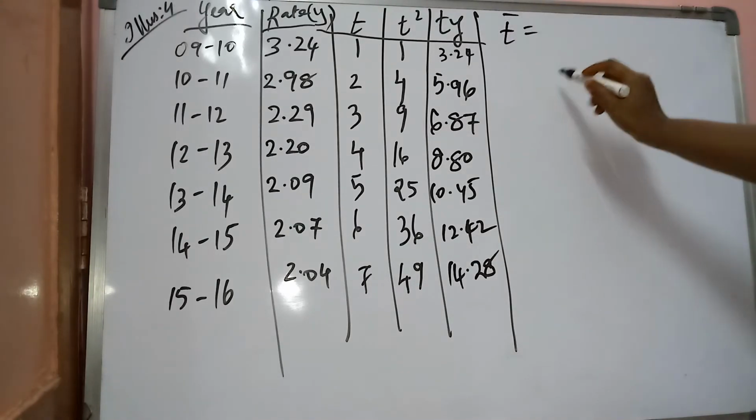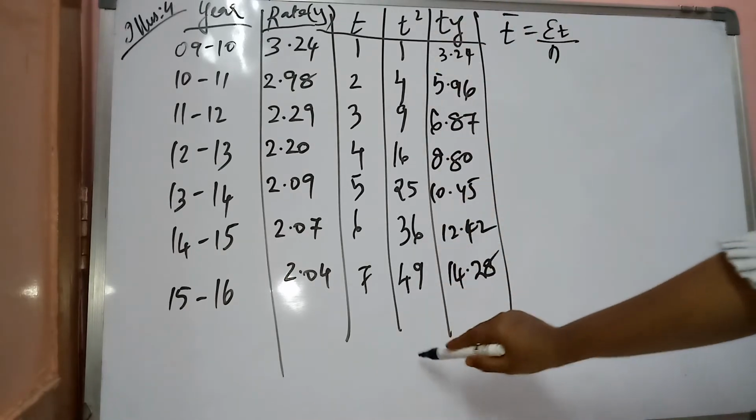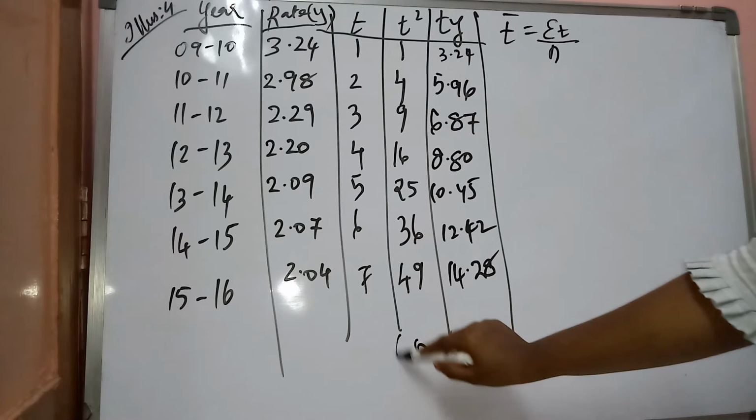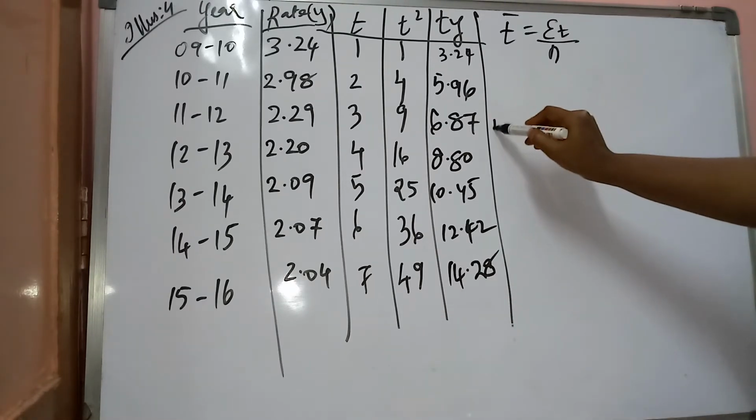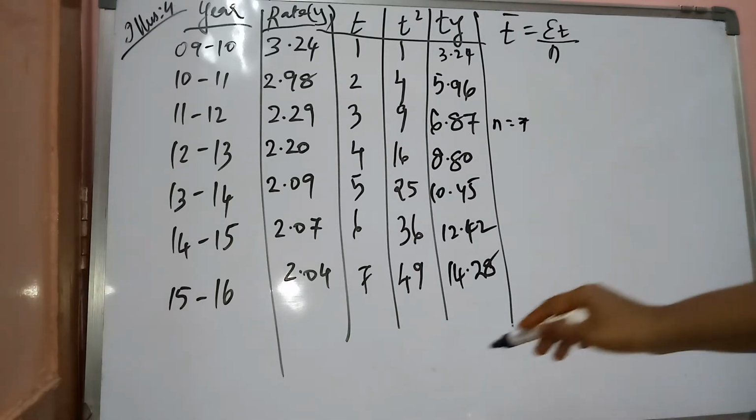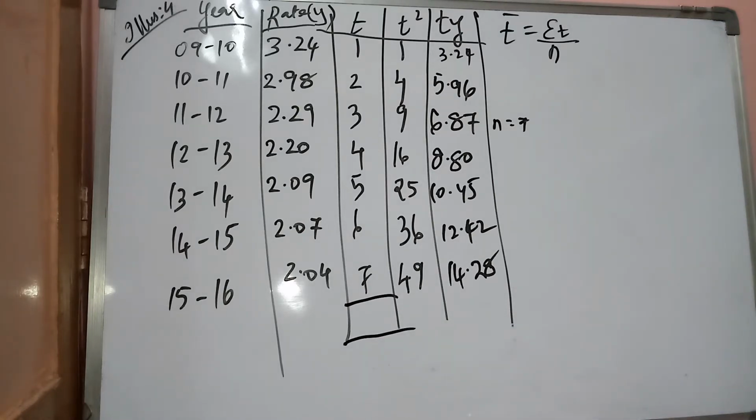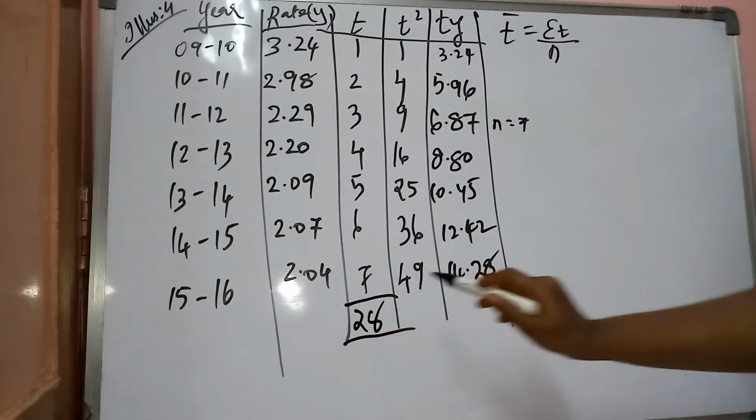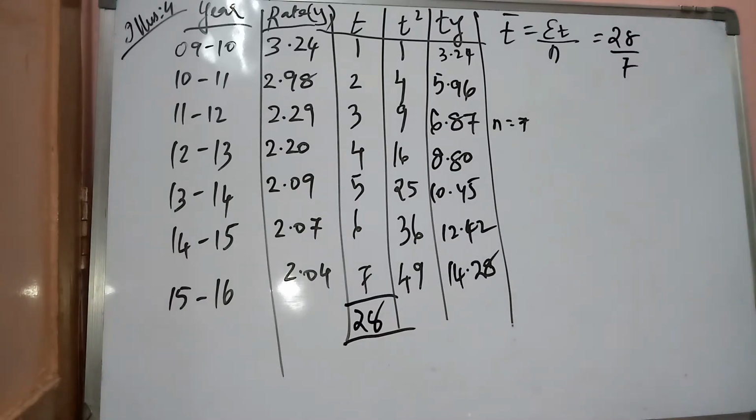Now after that you have to find out your t bar. So sigma t upon n. Now what is your n? N is 7, right? You can write it over here. N is equal to 7 for your information. So what is sigma t? Just add it. You have to find the total. So the total is 28. So 28 divided by 7. Clear with this? So 7 4s are 28. So your t bar is 4.